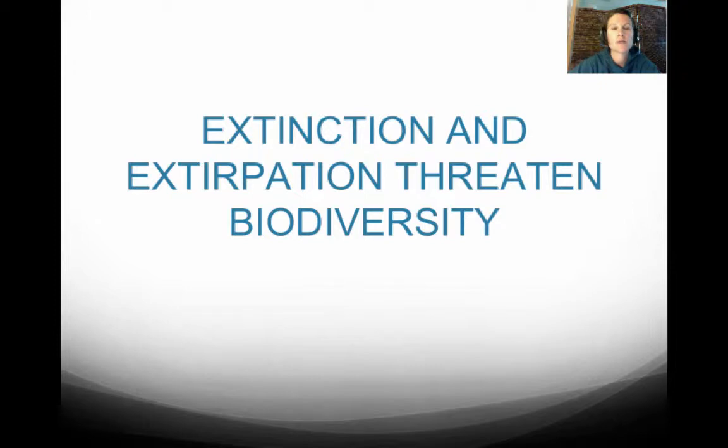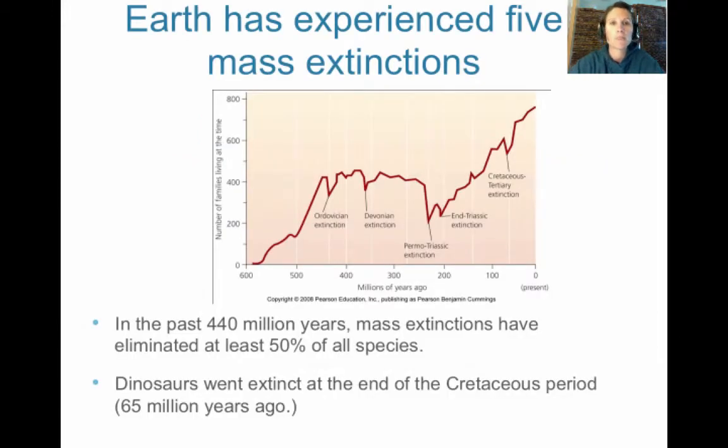Now, that term extirpation, that's one that you're going to find in your textbook. You need to be familiar with it. Extinction is when you lose an entire species. So let's say elephants went extinct, so all species of elephants went extinct. But extirpation is when you don't lose the entire species. You might lose a population, or you might lose one subspecies of an overall species. So it's kind of a chunk of it, but it's not the whole entire species. So there's a difference there.